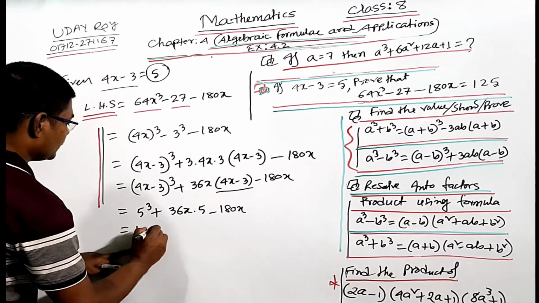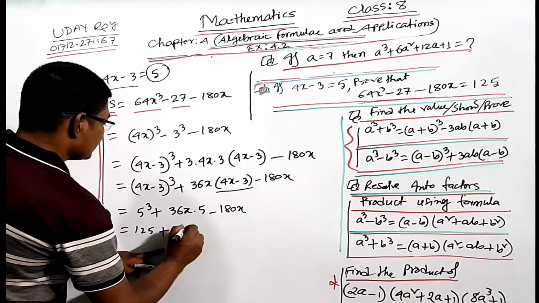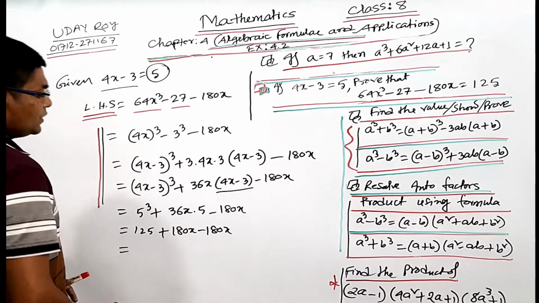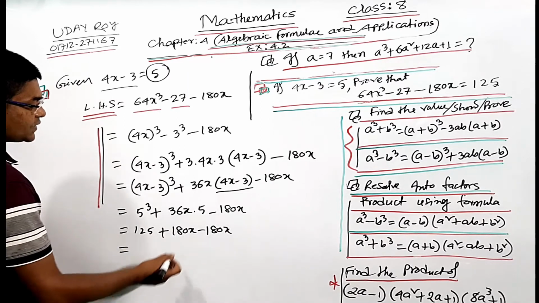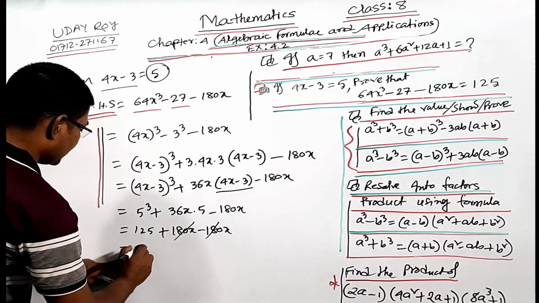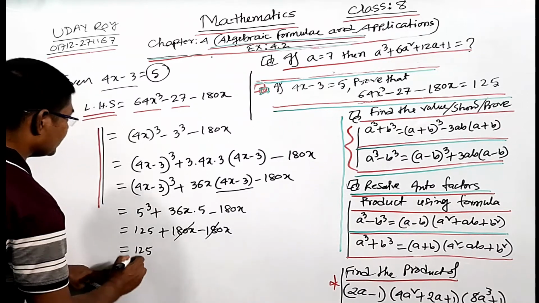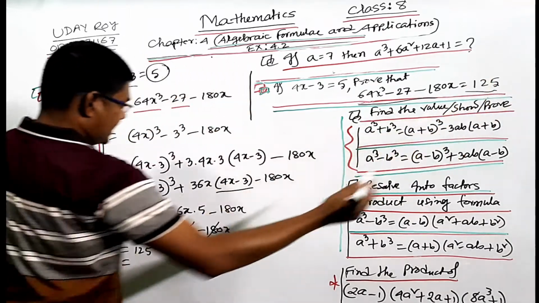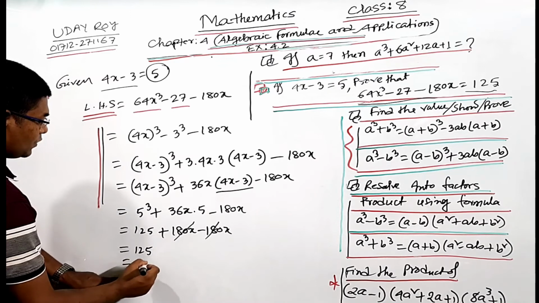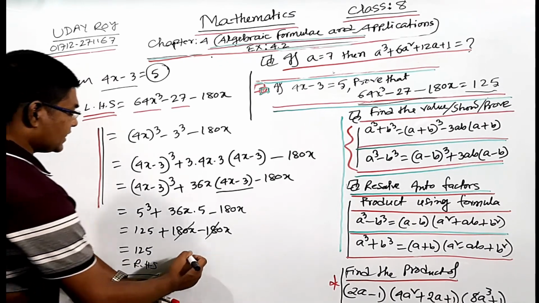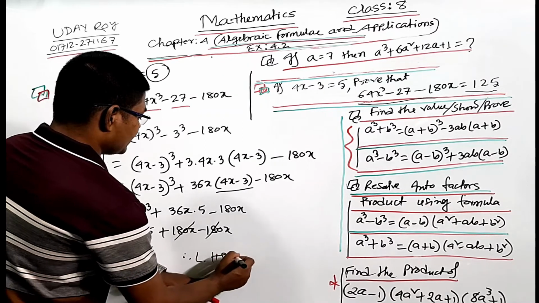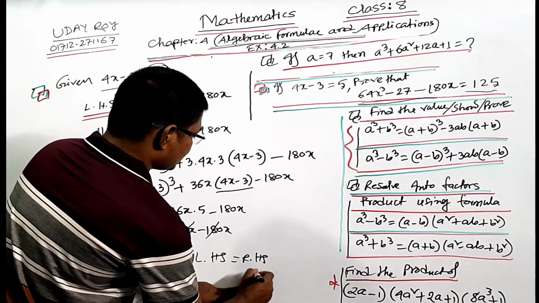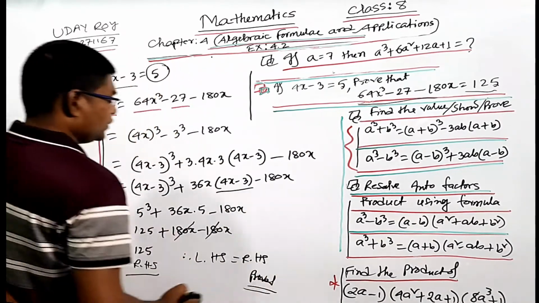So we have got 125 plus 180x minus 180x. So plus 180 minus 180, this and this cut, we get 125. So this is left hand side and this is right hand side. So right hand side we have got 125. We can write, therefore left hand side equal to right hand side. It is proved that. So we have to write proved.